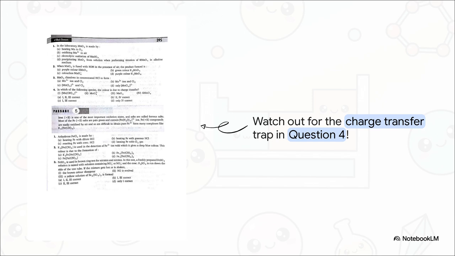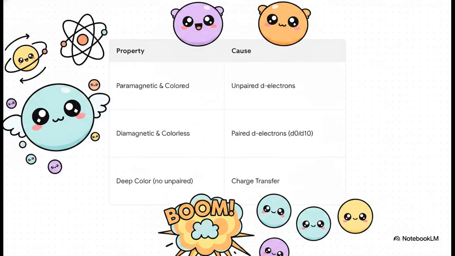They literally have no d electrons to jump. Instead, they get their deep, vibrant color from an entirely different phenomenon, where an electron temporarily shifts from the oxygen atom right over to the metal. Locking this pattern into your memory is your ultimate rapid-fire weapon for immediately eliminating wrong answers on multiple-choice questions.